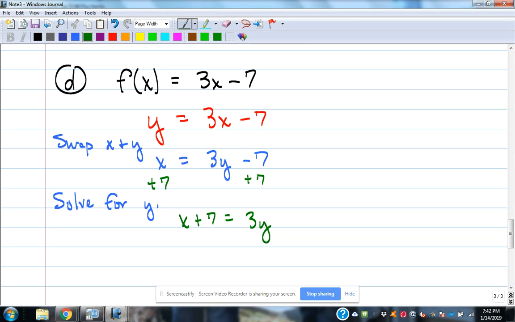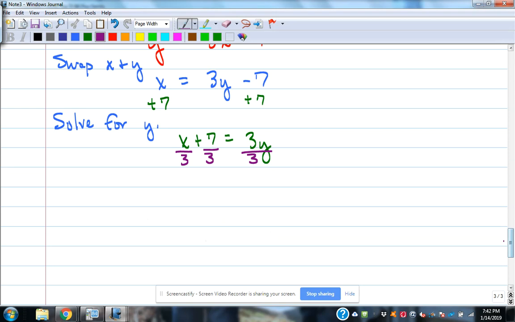What do I do next? Divide by 3. So 1/3 x plus 7 over 3 equals y. That is the inverse. The way we want to write that is using function notation.